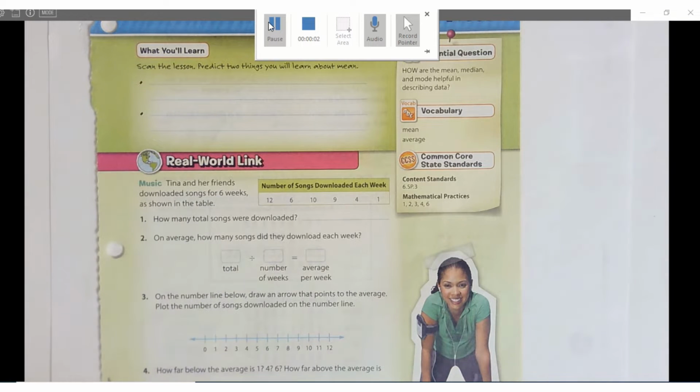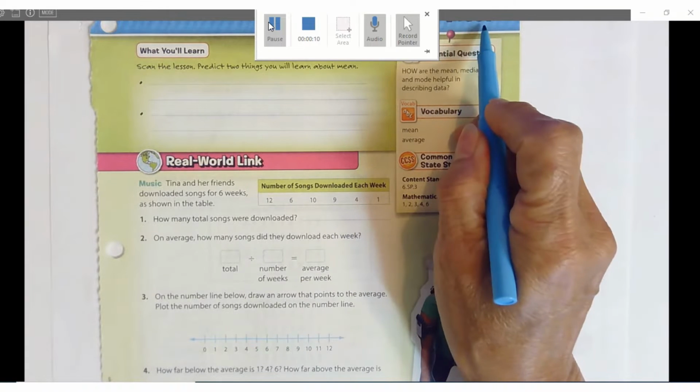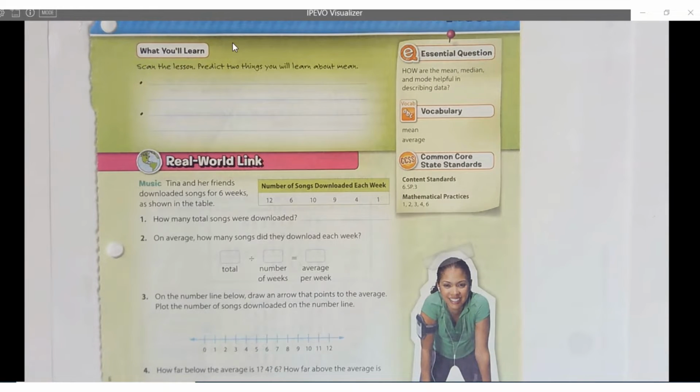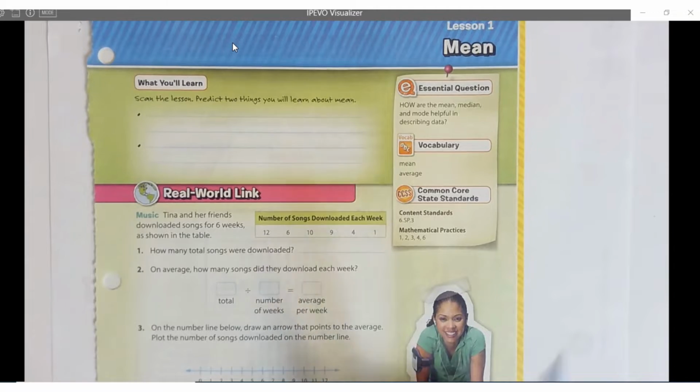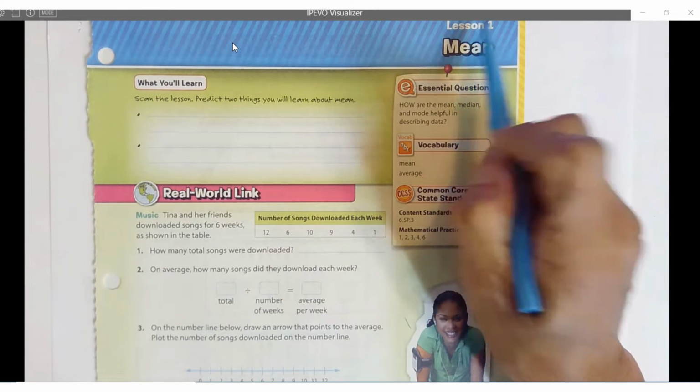Okay, students, now we are down to lesson 1. We're going to be learning about the mean. Lesson 1, Chapter 11, Statistics and Probability.